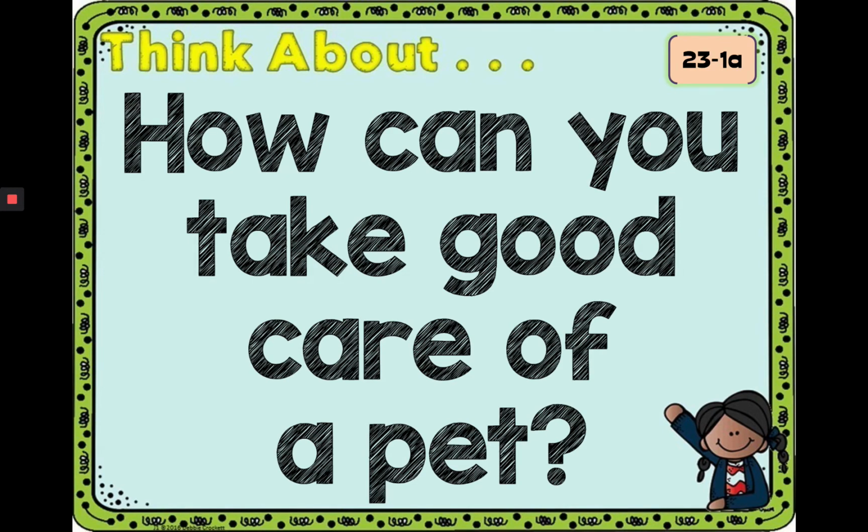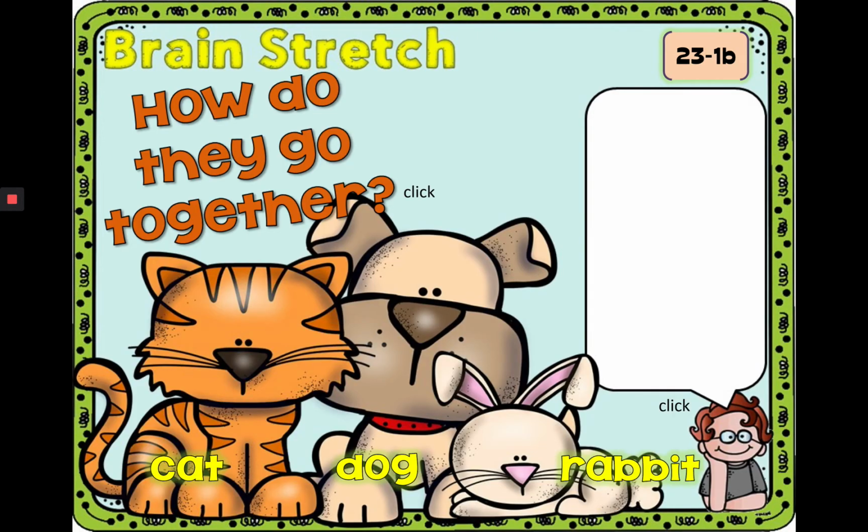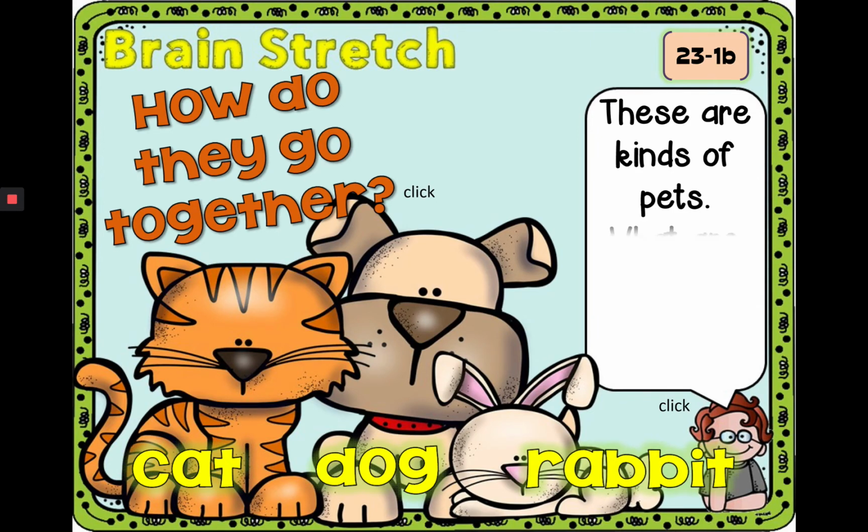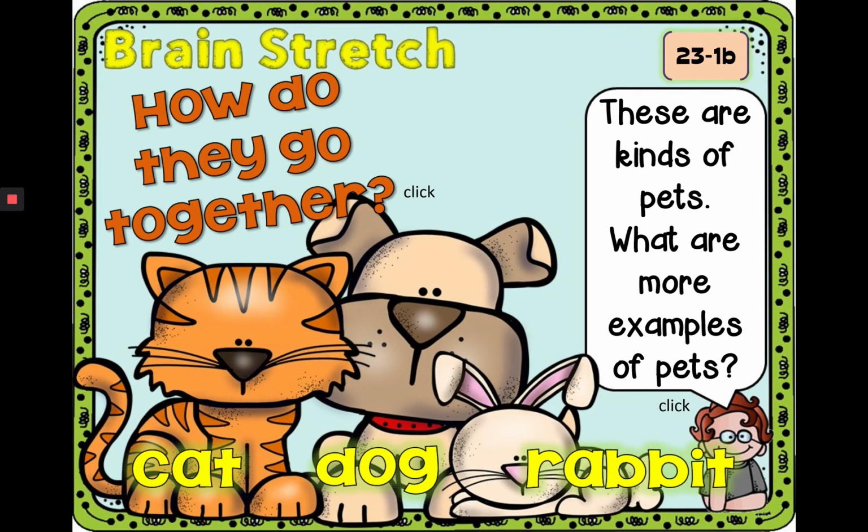Now that you've finished coming up with ways you can take good care of a pet, we're going to keep going. Brain stretch. How do these words go together? Cat, dog, and rabbit. Let's find out. Cat, dog, and rabbit. These are kinds of pets. What are some more examples of pets? See if you can come up with 2 more examples of types of pets.